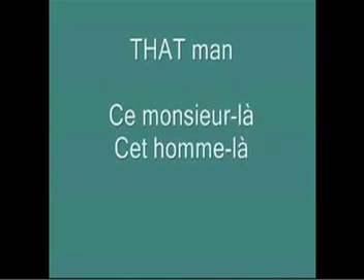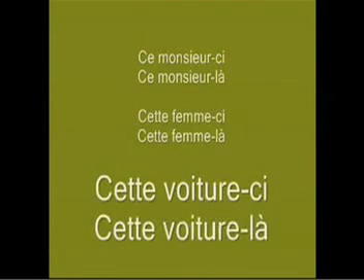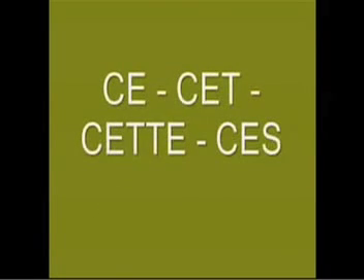All right, so you use ci or là, and if you add these after any noun, like ce monsieur-ci, ce monsieur-là, cette femme-ci, cette femme-là, cette voiture-ci, cette voiture-là, you are really stressing the fact that the object you are indicating is either very close, close, or at a distance, far. All right. So that will be it for this lesson on the demonstrative adjectives in French.